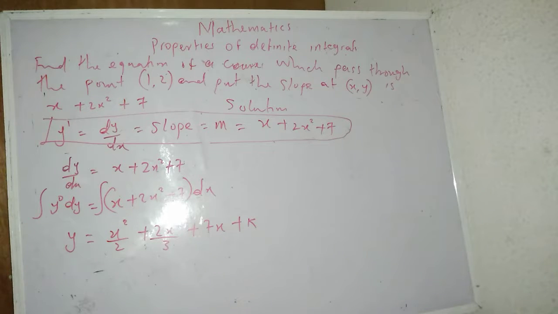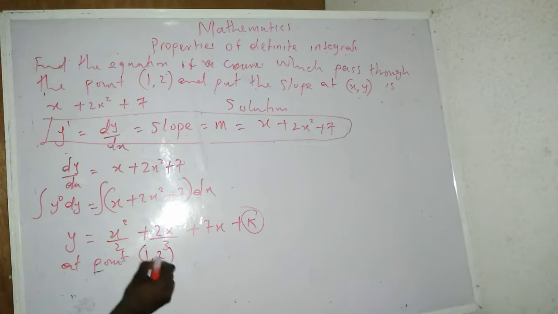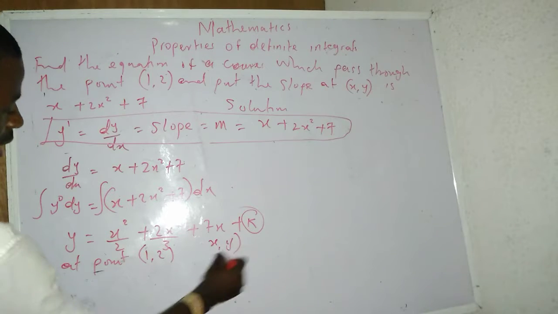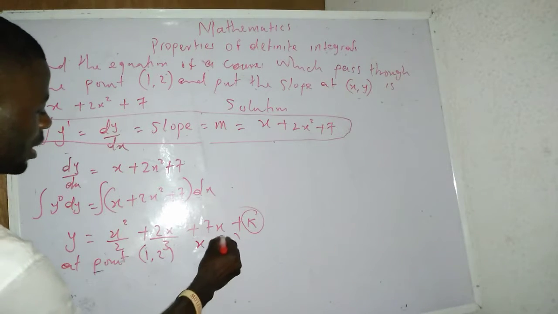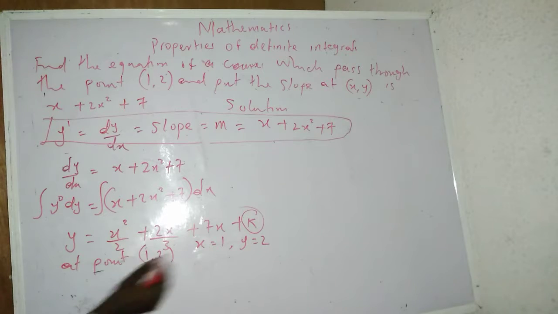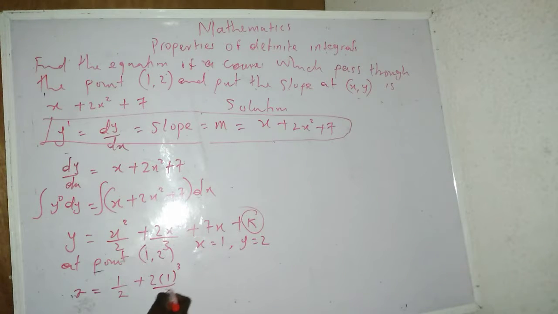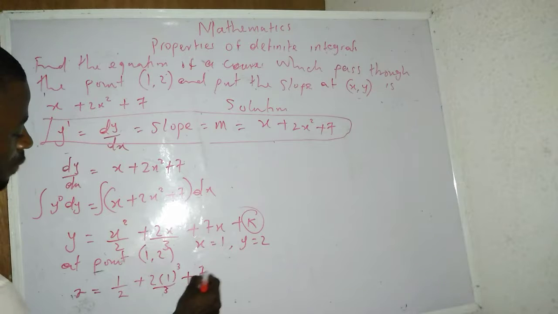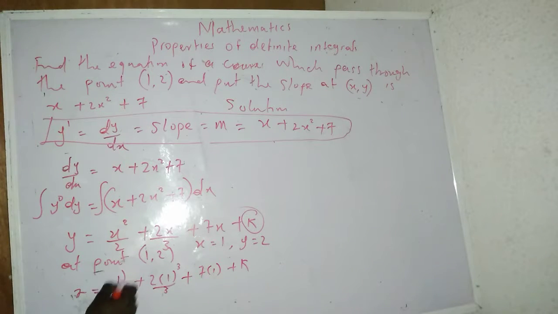But what I need is just k, so that I'll be able to have the complete equation. This is what I'm looking for. At the point (1, 2), don't forget our coordinates are x, y. So my x equals 1 and my y equals 2. I can say that 2 equals 1 over 2 plus 2 times 1 cubed over 3 plus 7 times 1 plus k. This is very important.